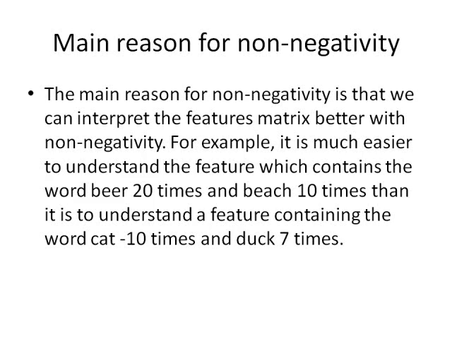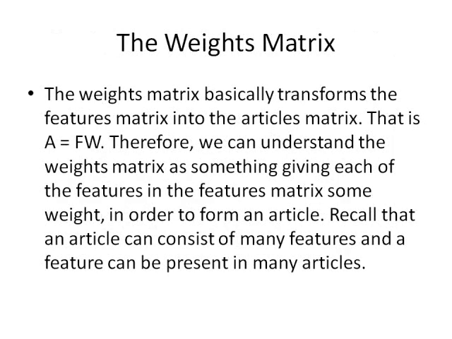For example, if I have an article and the word beer is in it 20 times and beach is in it 10 times, then I know it's about people drinking on a beach. That's a lot easier to understand than if it says the theme is that cat is in there negative 10 times and duck is in there 7 times. You have no idea what that means.